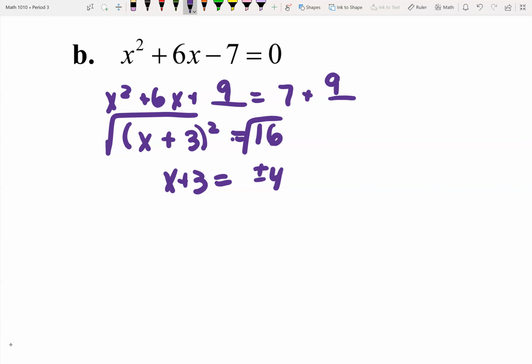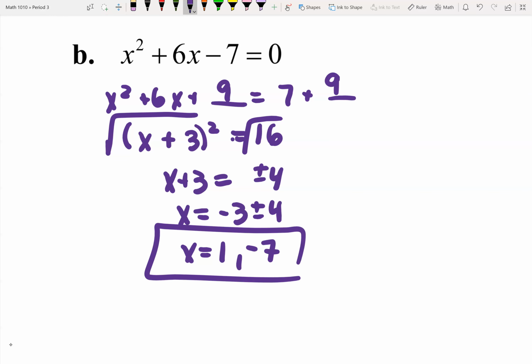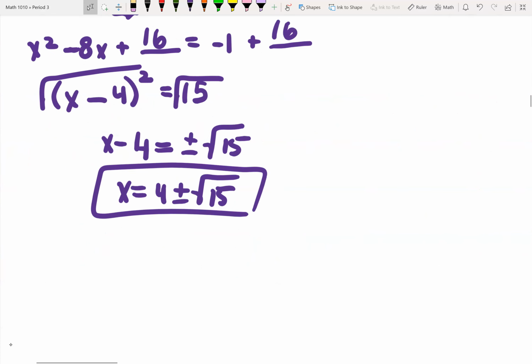It could have factored. Who says I knew that was the answer? Okay, so pull your 3 over. Good, you're right. Pull your 3 over. Negative 3 plus or minus 4. If you answered like that, you can't answer like that. That doesn't make sense. Negative 3 plus 4 is 1. Negative 3 minus 4 is negative 7. And there's my answer. Who says I understand? Raise your hand. Okay, great. If you didn't get that all on there, then get that, okay?